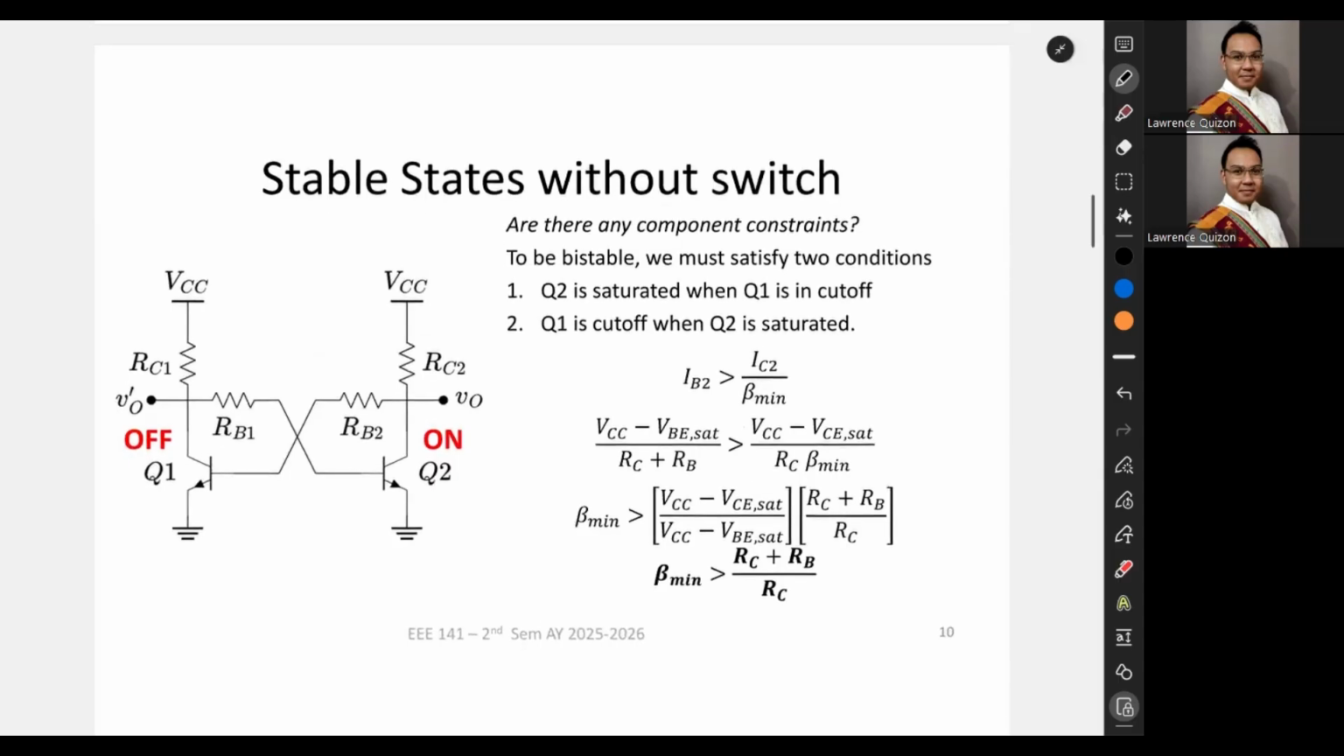We're not going to analyze the other part. So the question is, when we're designing a bistable multivibrator, we want to ask if there are any component constraints, because we want to design it. So what should I choose RC and RB to be? Well, to be a properly designed bistable multivibrator, we want to ensure that the switches are working as switches. So when Q2 is saturated, Q1 is in cutoff, and when Q1 is cut off, Q2 has to be saturated. These are your two stable states.